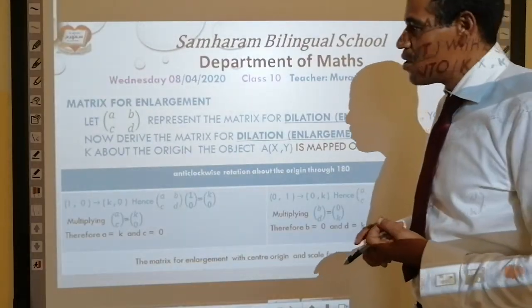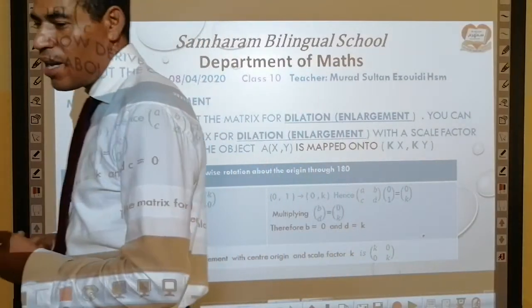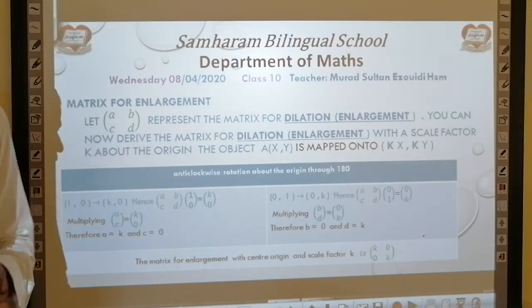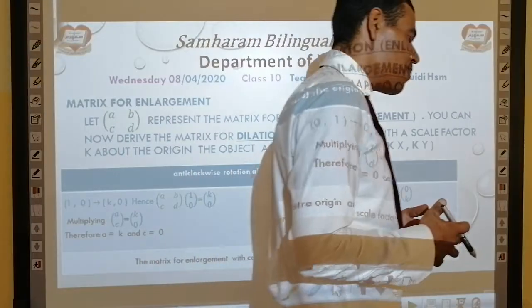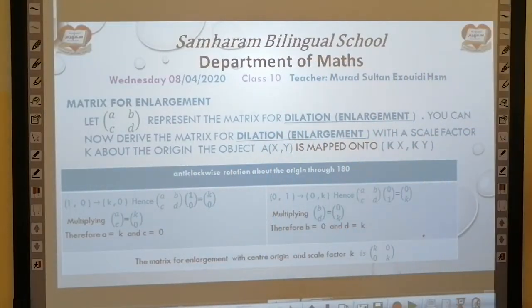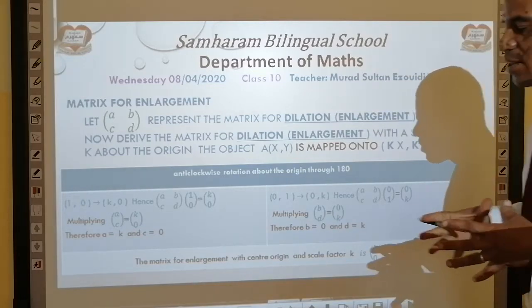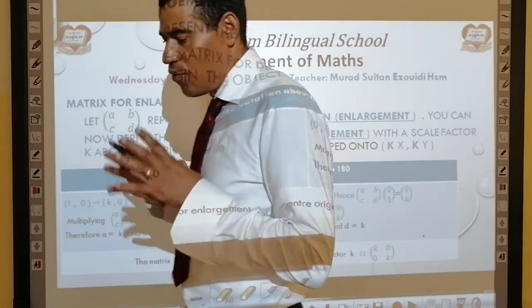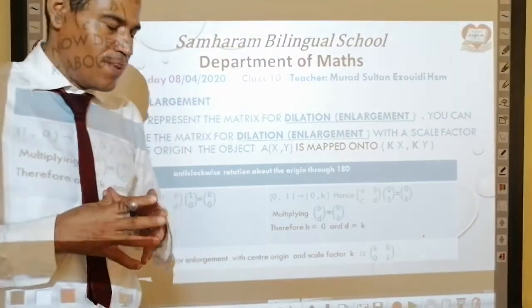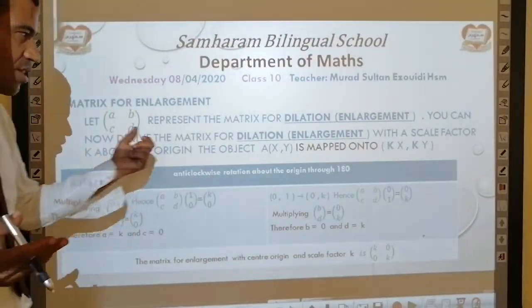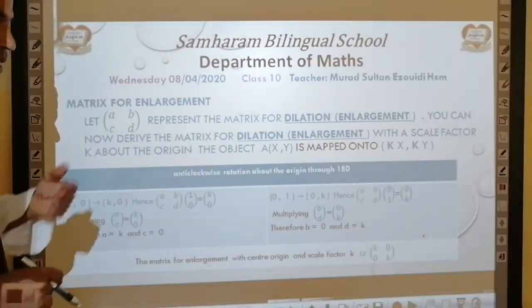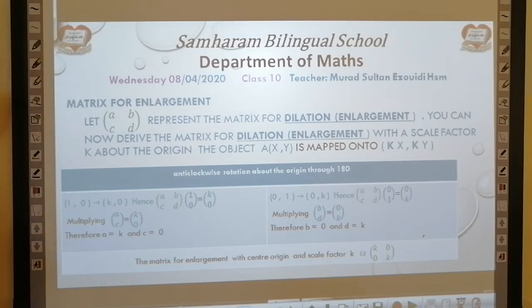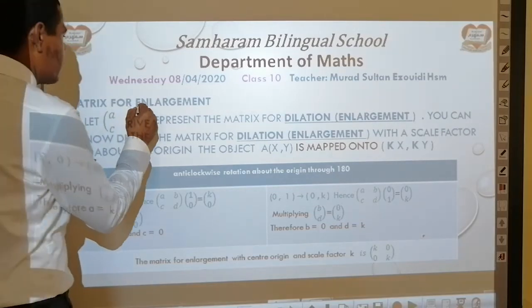Now, matrix for enlargement or for dilation. Dilation means what? Enlargement means to enlarge a shape. We need the center of the enlargement and, my kids, the scale factor. It means that if you have a shape you want to make bigger, you need a center of enlargement and a scale factor. That helps you to enlarge this shape. Okay, matrix for enlargement.